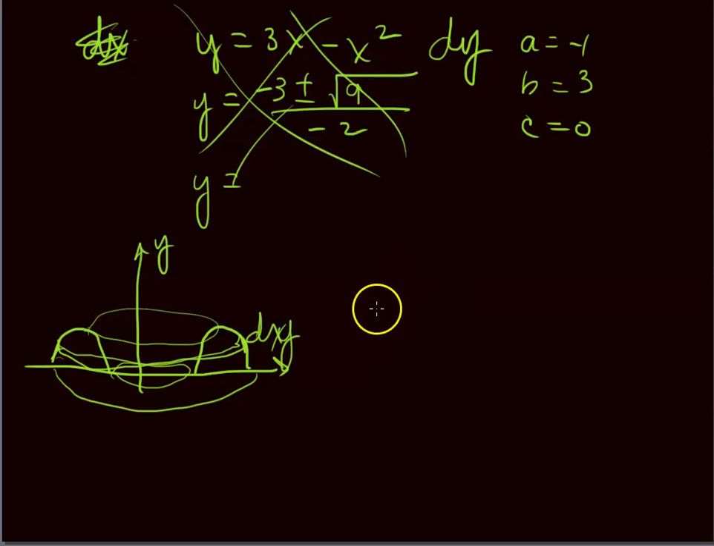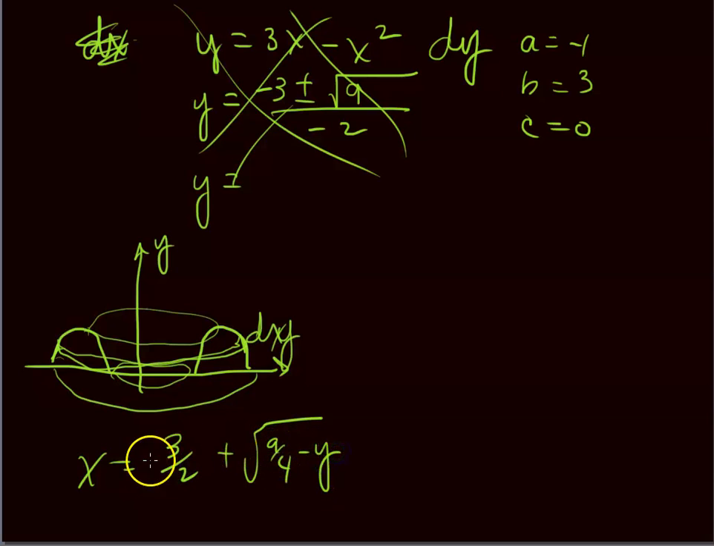It would be x equals, and I could go through this again, but 3/2 plus, because we could use the right side, the square root of 9/4 minus y. And the problem is we'd have to find the antiderivative of this. That's what makes it awkward. Sort of a scary problem.